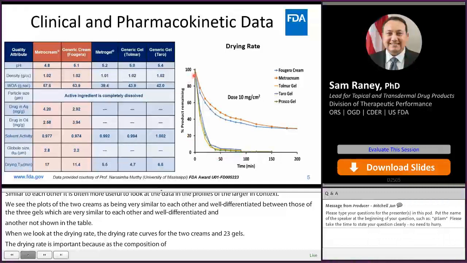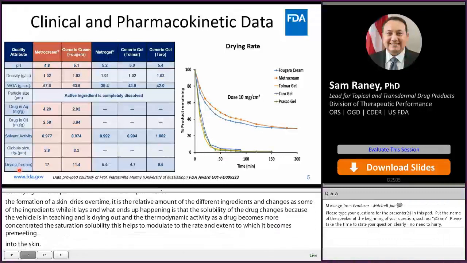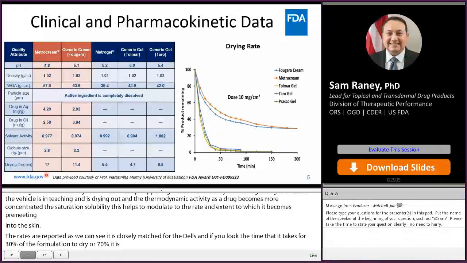As we can see here, it's very closely matched for the gels. And if we look at the time that it takes for 30% of the formulation to dry, or to have 70% remaining, so that would be about here, that's very similar for the 3 gels, but it's not exactly the same. Numerically, if you look at it, 5.5, 4.7, 6.5, but you see that this is very, very similar. And likewise, it's similar for the 2 creams, although numerically it may not be exactly the same.